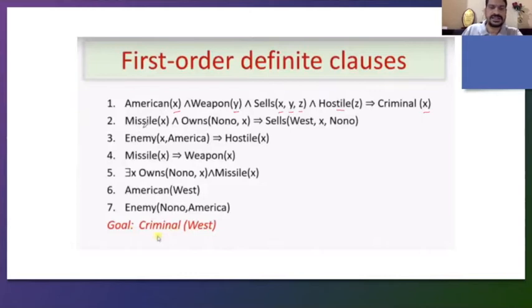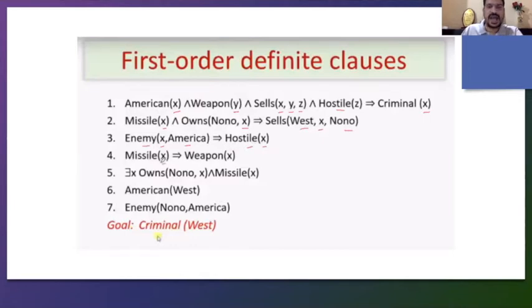The second sentence is: for any variable X which is a missile, and Nono owns X, meaning Nono owns this X and this X is a missile, meaning Nono owns a missile. Then the conclusion is that West sells X, which is a missile, to Nono. The next sentence is X is an enemy of America. X is some country which is an enemy of America, so we can say that X is a hostile country.